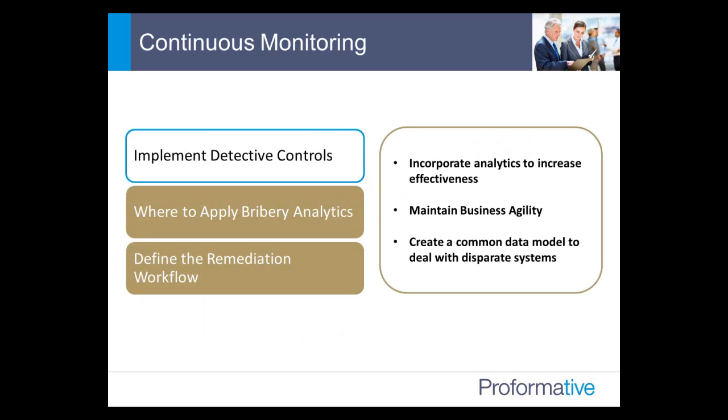But in order to implement these detective controls, it is important to create a common data model to deal with disparate systems. So one of the challenges that Jeremy had encountered was those 8 different business systems. So did you folks ultimately build a common data model? How did you do it, and what did you do around it?